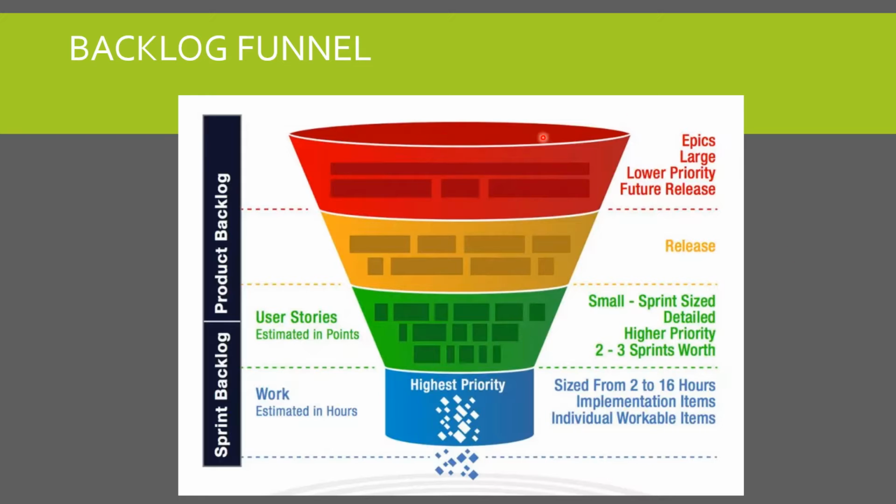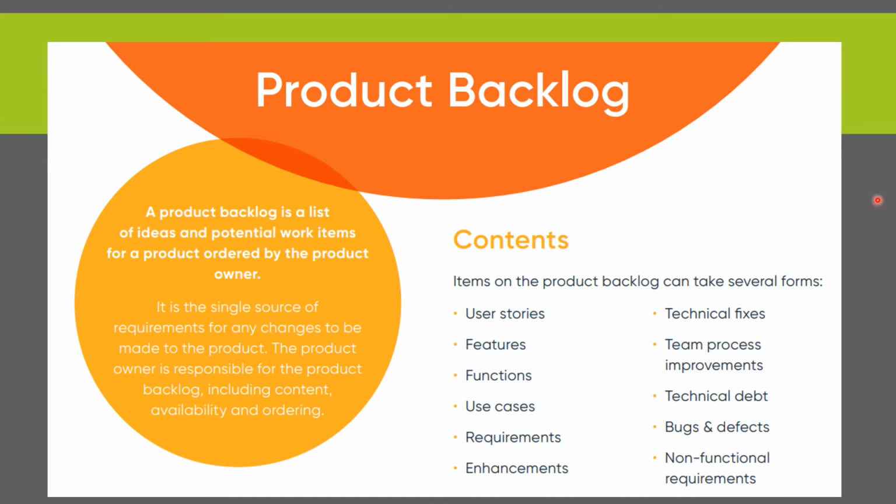So the product roadmap may contain epics as well as features, right? I need to understand this backlog funnel is very important, and how the product backlog is placed, how the sprint backlog is placed is very important. So let's get into today's topic on the product backlog. What is a product backlog?